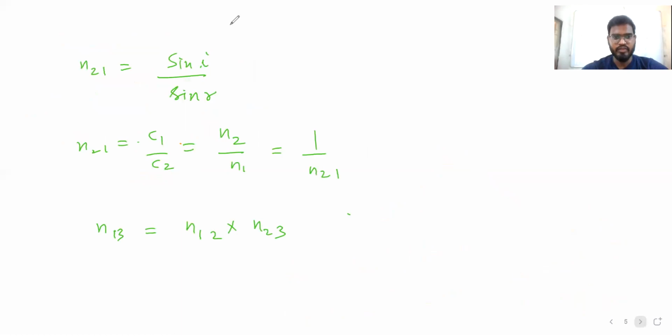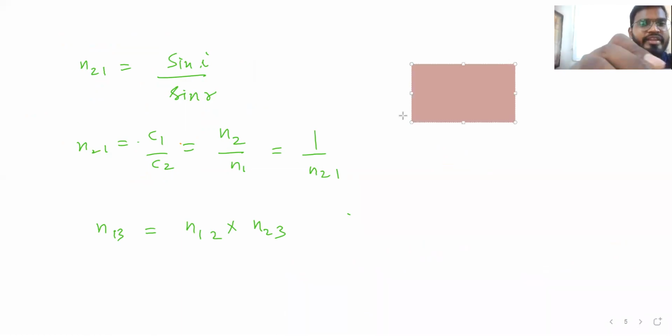Now we will obviously start with what? n21. n21 means what? sin i by sin r. It means the ray of light is coming from where to where? Suppose you consider the meaning of n21. Suppose let's take this is the normal. A ray of light coming from rarer to denser, then what will happen? It will bend towards the normal.